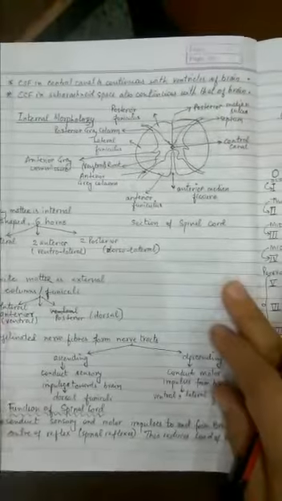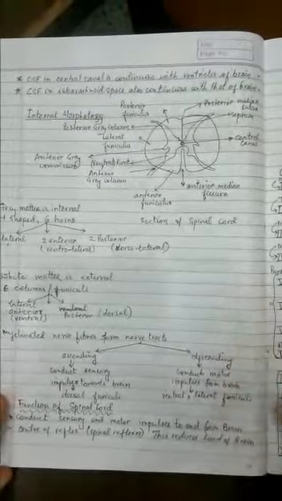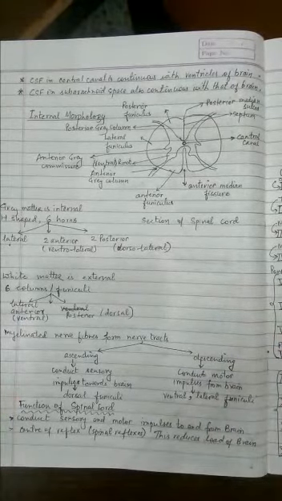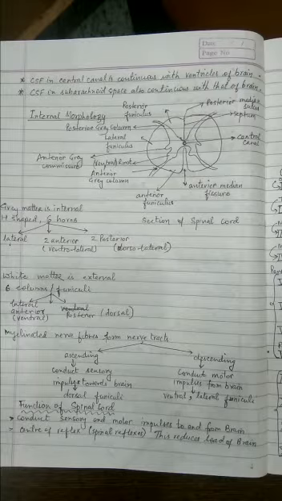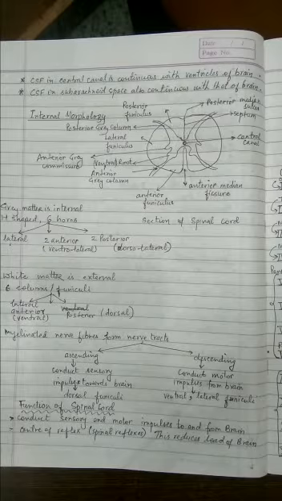The cerebrospinal fluid in the central canal is continuous with that of the ventricles of the brain, and the cerebrospinal fluid in the subarachnoid space also is continuous with that of the brain. So these are the two main points we need to remember regarding the cerebrospinal fluid.